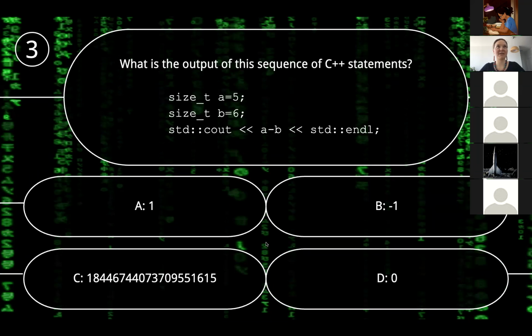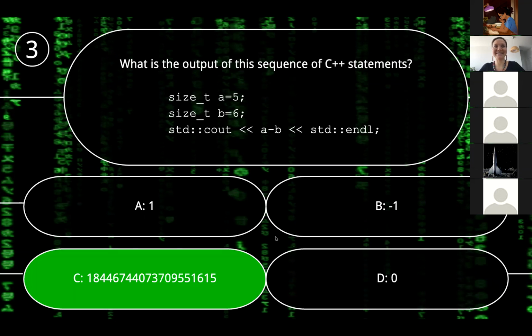Question number 3. What is the output of this sequence of C++ statements? size_t a equals 5, size_t b equals 6, and then std::cout a minus b, and then std::cout. And was it A, B, C, or D? The correct answer is C. And I think people are curious to know why, Tom.